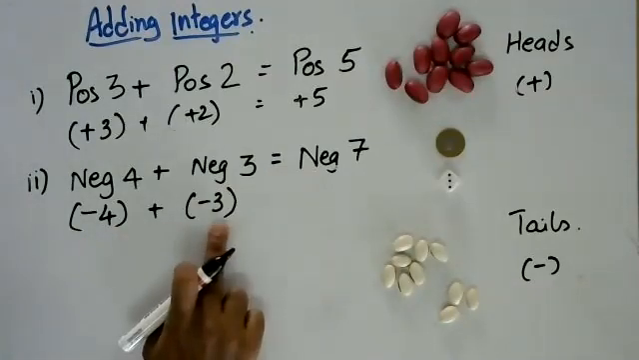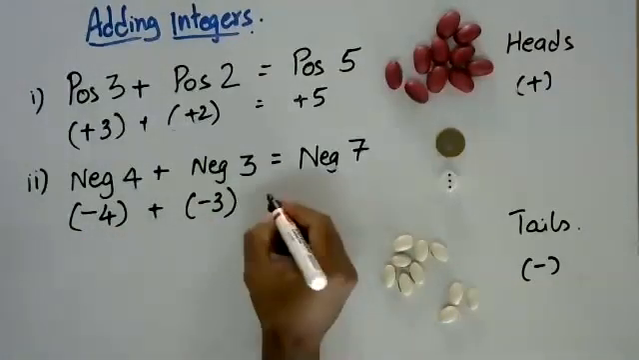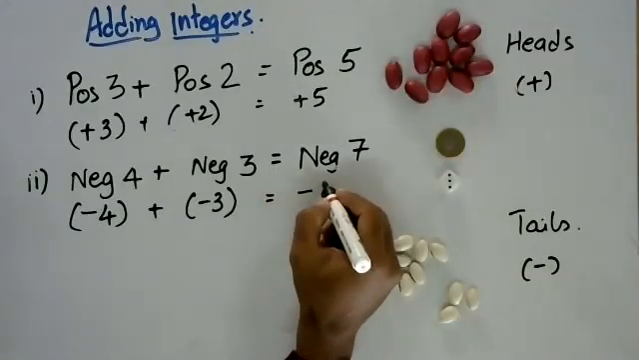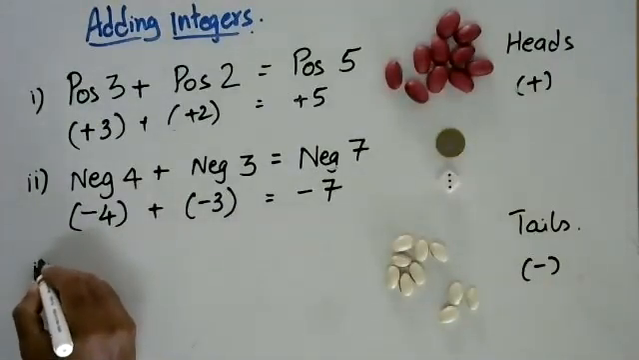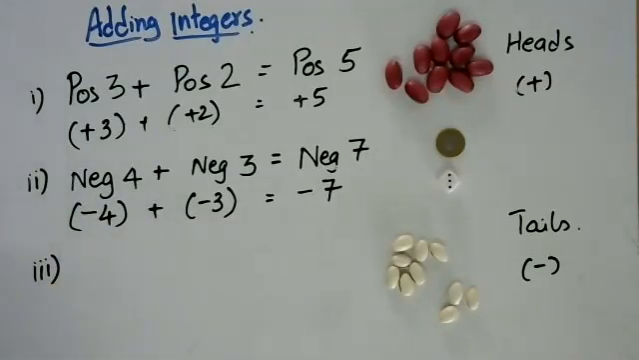So this is a negative integer, this is a negative integer, I'm adding them together. Then we know the answer is -7. Okay, so this is another rule for adding integers. You don't look at it as a rule, but from the examples, we can see that this is what happens. And then there is a third one which is interesting. Positive plus negative.